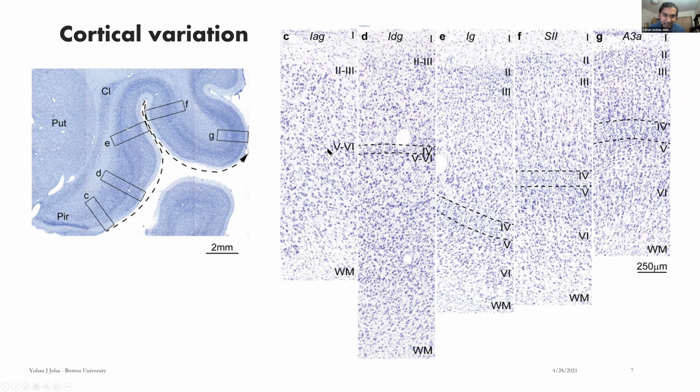Can't imagine anybody thinks there's 6 layers here. Then you have a dysgranular area, where you start to see what they call an incipient layer 4. Another thing you'll notice is that layers 2 and 3 are hard to separate from each other. Layers 5 and 6 are also not very easy to separate from each other. Layer 1 is always easy to see because there aren't any neurons in layer 1.